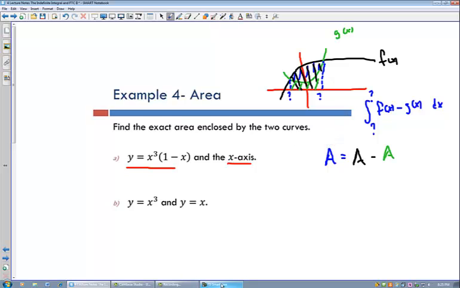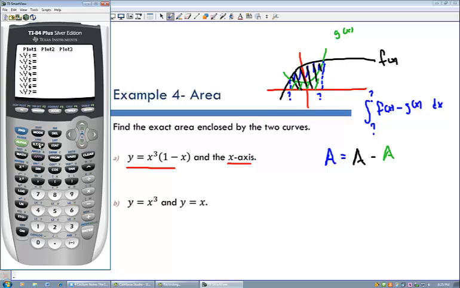And so on my calculator, what you can do is you can plug this in. So I have x raised to the 3, and I have 1 minus x in parentheses, and there's too many 1's there. So let's get rid of those 1's. Should be just 1. And then the x-axis, well, that's just y equals 0, so you don't need to put anything for that. And then, you don't know what to make your window, so I just do a standard window, which is minus 10 to 10.